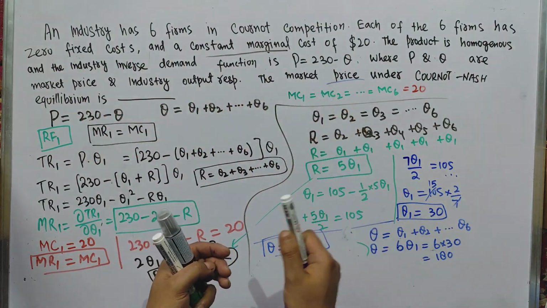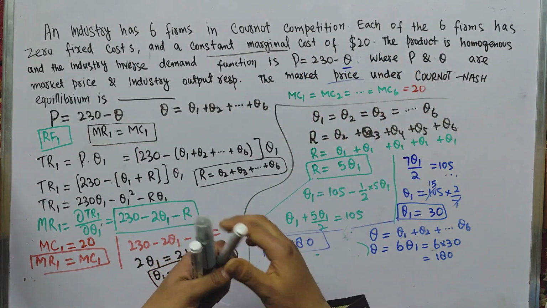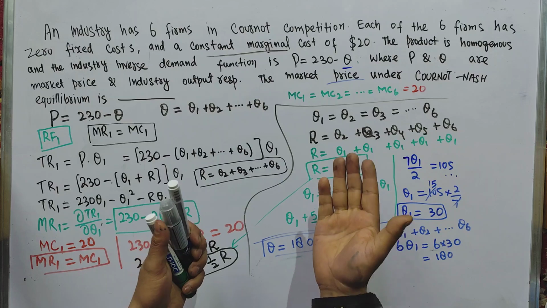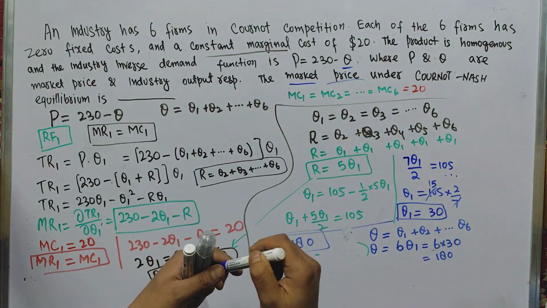as P is equal to 230 minus Q. P denotes the market price, Q denotes the total output of the industry, which is equal to the sum of the 6 firms' output. We need to find out the market price under Cournot-Nash equilibrium.